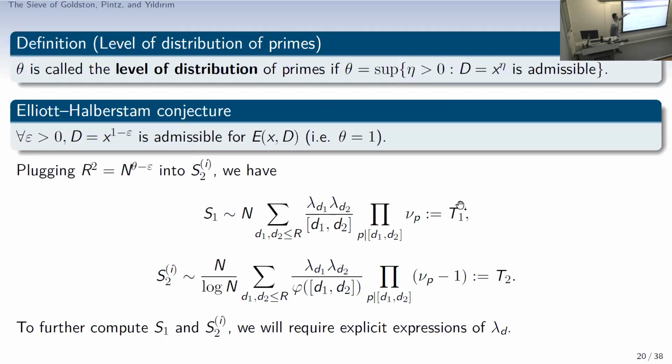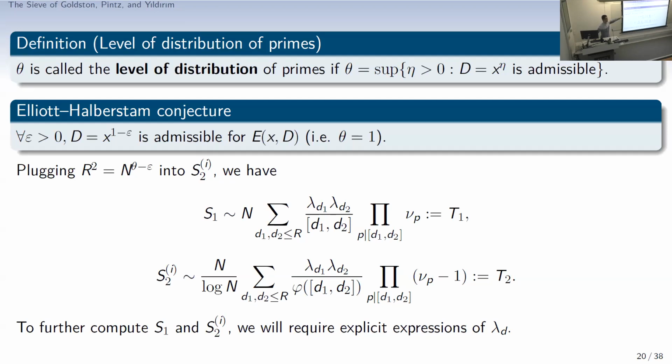This set is bounded above because it is proven that theta cannot be greater than 1. As a result, we obtain a supremum, and that supremum will be called the level of distribution of primes. And it's called theta afterwards. And there's a conjecture that for any exponent 1 minus epsilon, we can make this error term well controlled. So it is conjectured that theta equals 1.